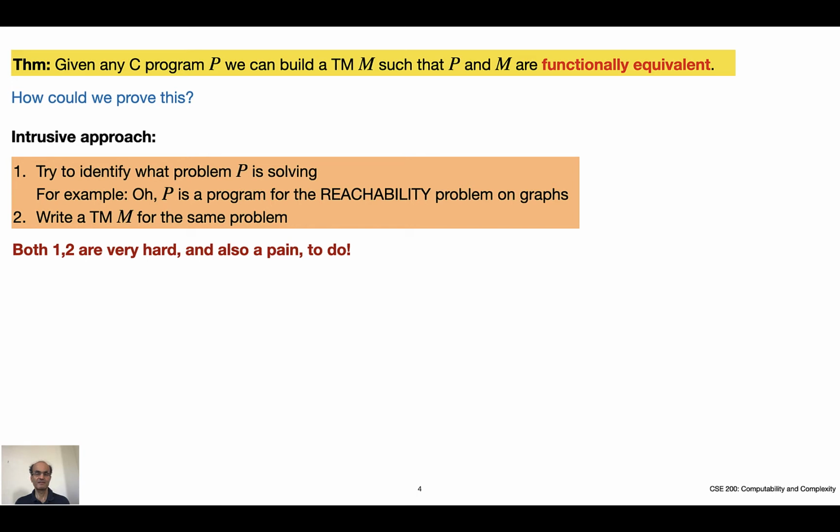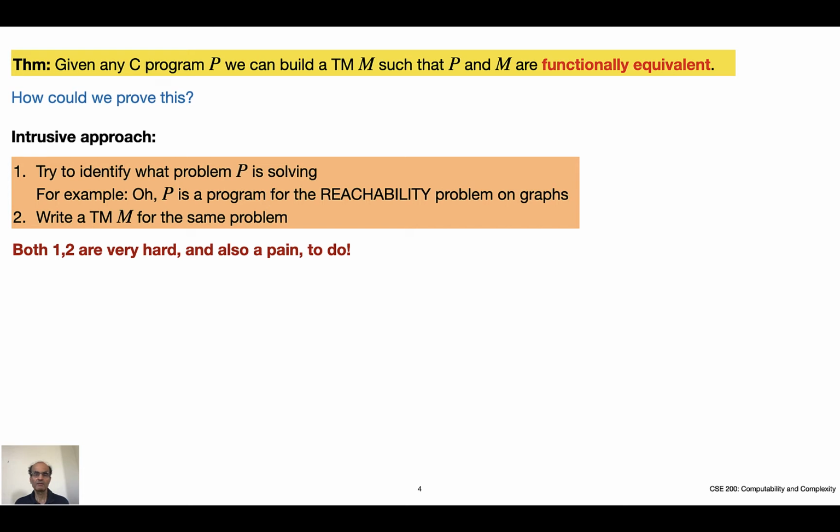So let's try to justify as best we can this claim, which is effectively Church's thesis. I'm given a C program, call it P. I want to build a Turing machine M such that this Turing machine and the program P are functionally equivalent. So they do exactly the same things on all inputs in terms of accept, reject, halt, or not halt, and what they output. So how could we go about establishing this?